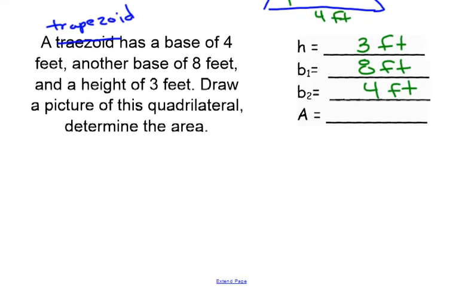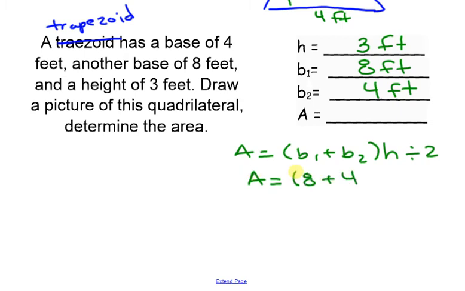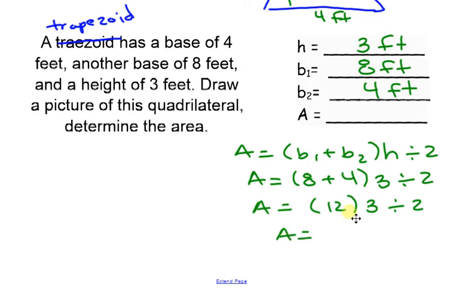So we're going to go ahead and set up our formula to find the area. So area equals base 1 plus base 2 times the height divided by 2. So area equals 8 plus 4 times 3 divided by 2. Area equals, I do the parentheses first, 12 times 3 divided by 2. So area equals 12 times 3 is 36 divided by 2. So your area equals 36 divided by 2 is 18. So your final answer is 18 feet to the second power.